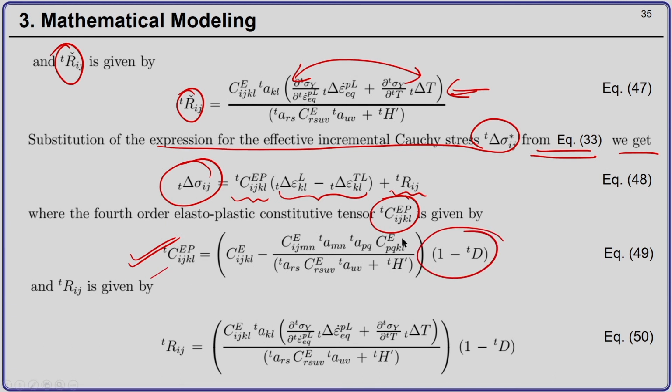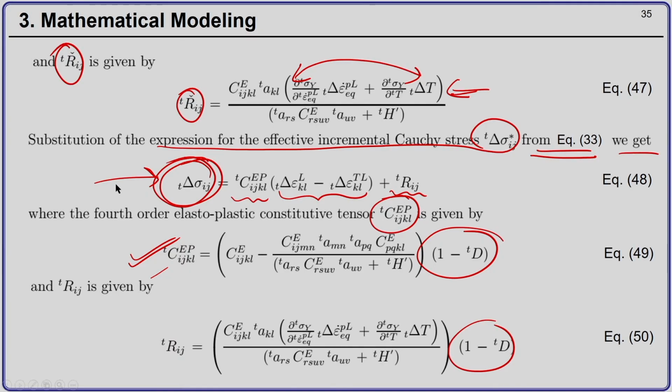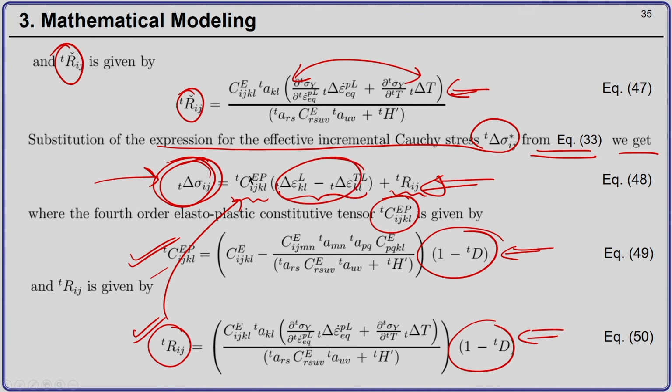Now, you see the effect of damage also has come. Remember, this incremental stress is the true increment of the stress. Delta sigma star was the equivalent stress in the virgin material, but ours is not a virgin material. So, in the damaged material, this is the value of the incremental Cauchy stress. This stress is given by equation number 48, and equation number 49 and 50 give you the expressions for the tensors C and R respectively. Once you have C and R, you can substitute here and, from the increment in the strain, directly compute the increment in the Cauchy stress.